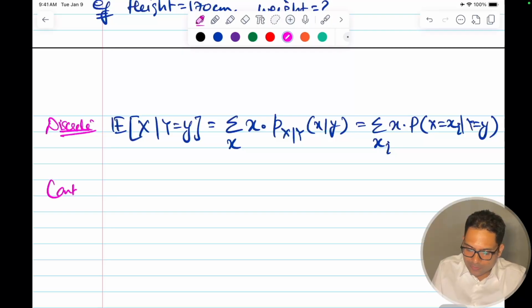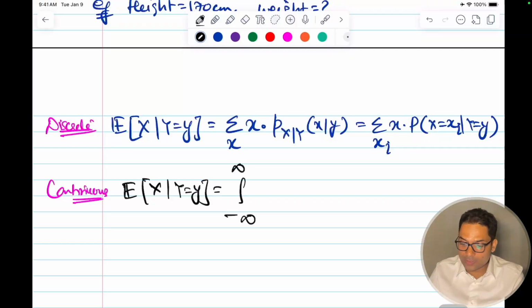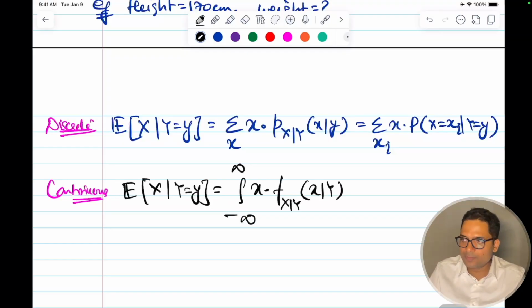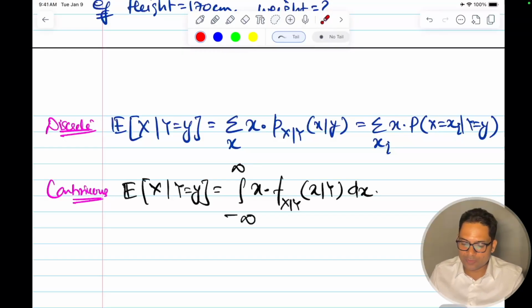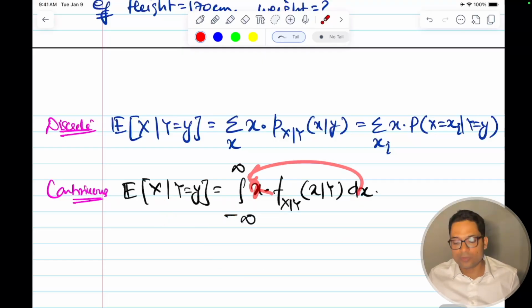What will it be for the continuous case? Similarly, the expected value of x given y equal to y will be the integral from minus infinity to infinity, over all the possible values, of x into f of x given y, dx. Because we are finding the expected value of x, we integrate over all the possible values of x. This gives the conditional expectation of x, given that y has already happened. Y is not changing, so it is a constant here and we do not integrate over it. This is for x, just to remember.